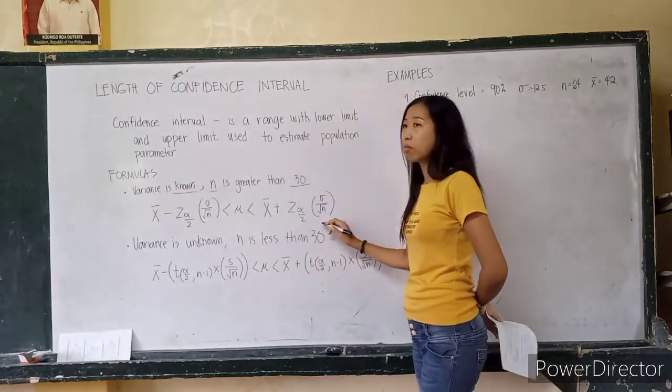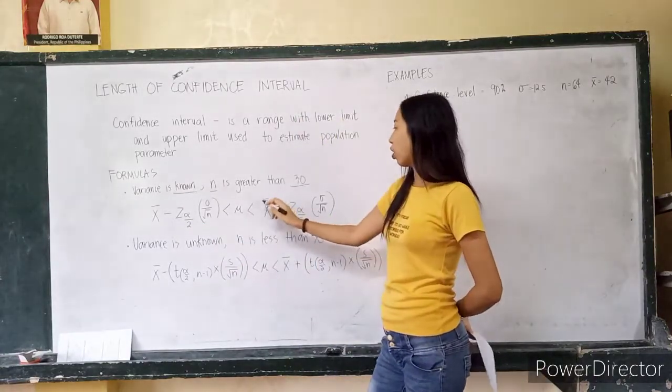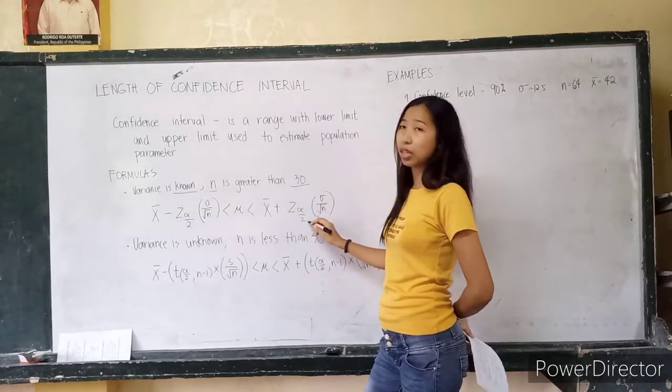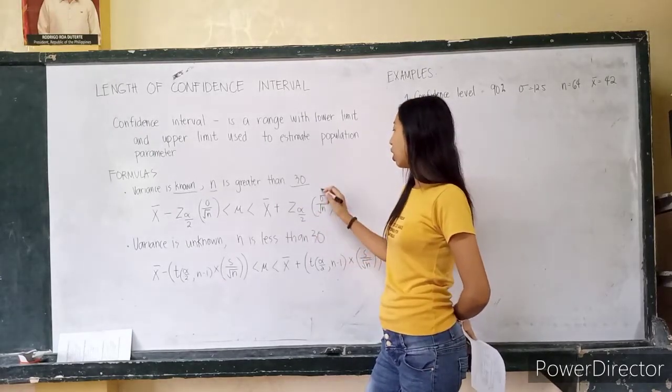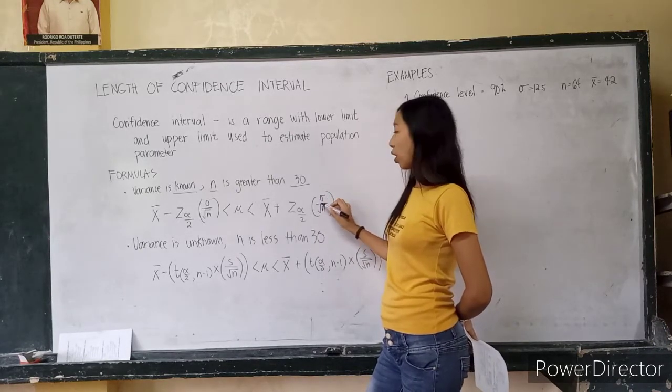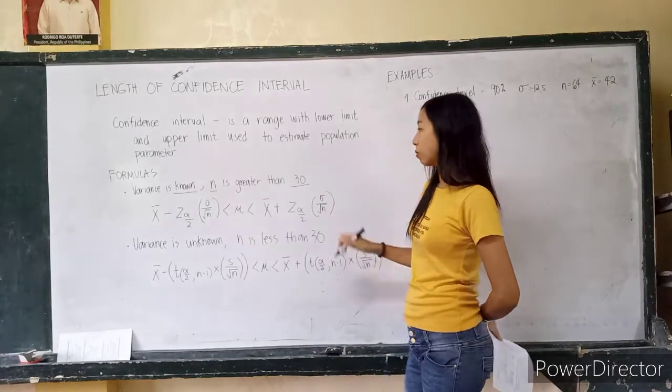Whereas your upper limit is this: x bar or sample mean plus z alpha over 2, which is your z value found in your z table, times your population standard deviation over square root of n or sample size.